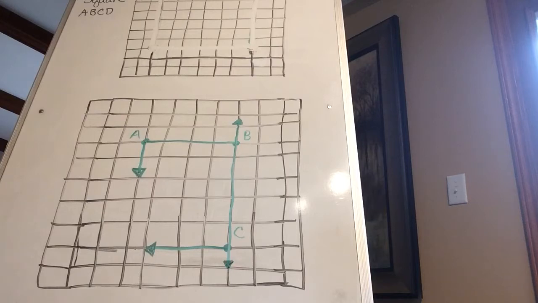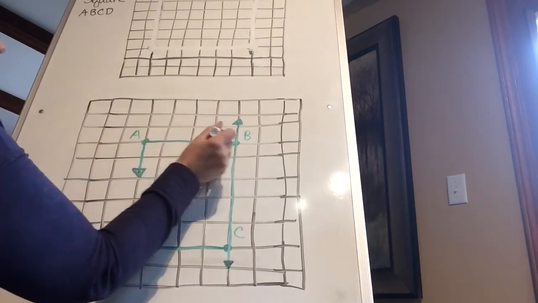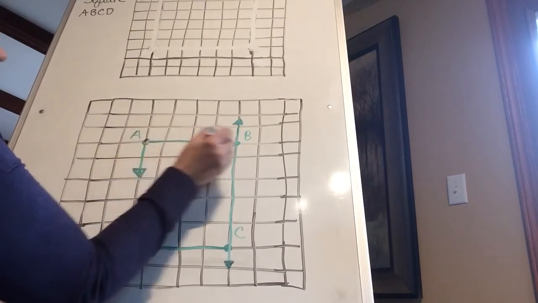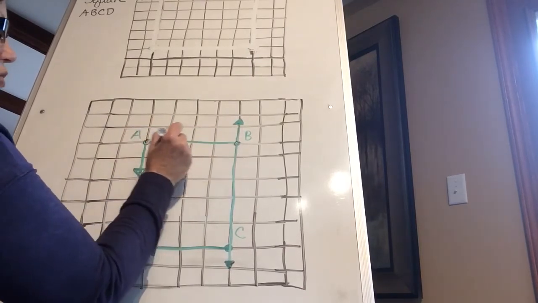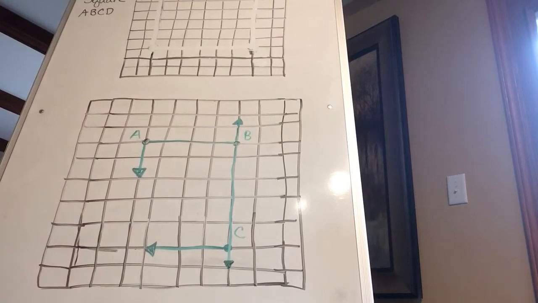So the first one says a line segment that connects A and B. So you can see how Mrs. B drew that in. A to B, a line segment has 2 endpoints, right? So I would draw my line there, and that would be a line segment.